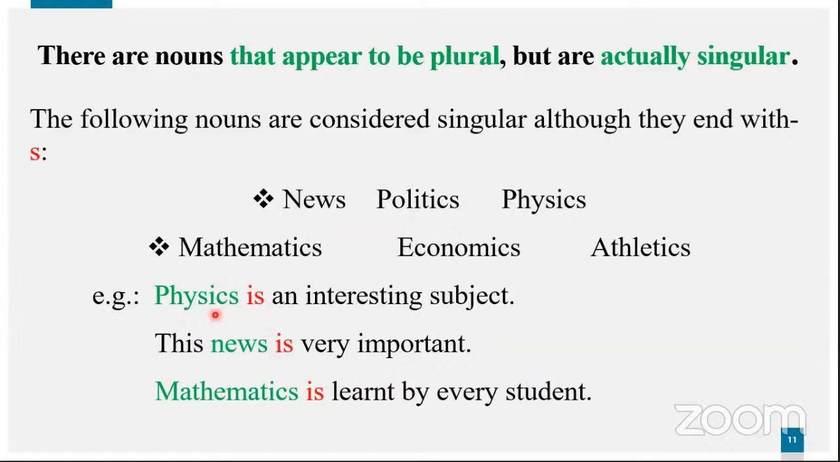All these words are singular words, right? Look at these examples. We can clearly understand with these examples. Physics is an interesting subject. භෞතික විද්‍යාව හරිම රසවත් විෂයක්, right? So we use a singular verb with this word, because this is a singular noun. This is a singular uncountable noun. This news is very important, right?